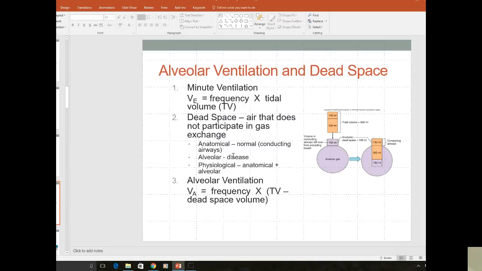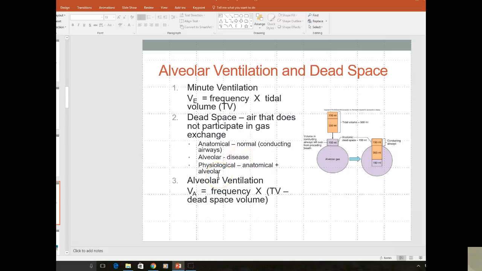Now we have anatomical dead space. This is simply the air in the conducting airways, such as the air in the trachea, the bronchioles. Essentially the air in every part of your lungs except for the alveoli. So that part of the airways does not participate in gas exchange, so we call that dead space. Alveolar dead space is alveoli that don't participate in gas exchange, and this occurs with pathology, okay, so with disease. Physiological dead space is the sum of anatomical and alveolar dead space.